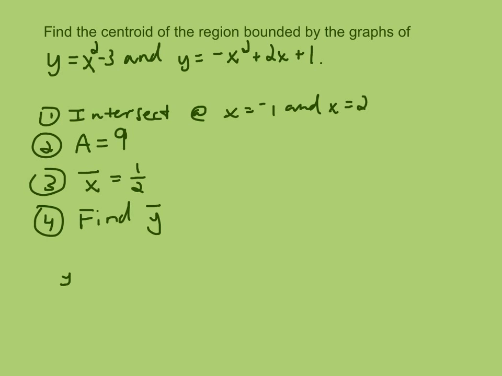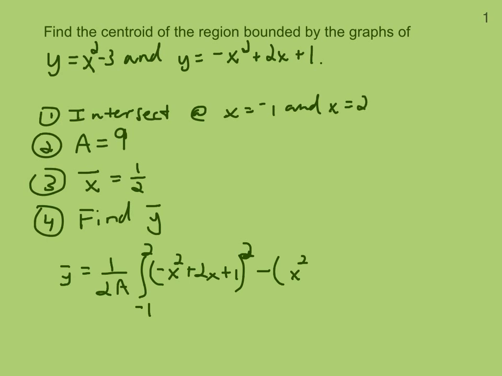The formula for y bar is 1 over 2A times the integral for us from negative 1 to 2. We take the upper function, negative x squared plus 2x plus 1, square it. Take the lower function, x squared minus 3, square it, and then subtract. So we have some algebra to work out first. We have to square both of these functions.